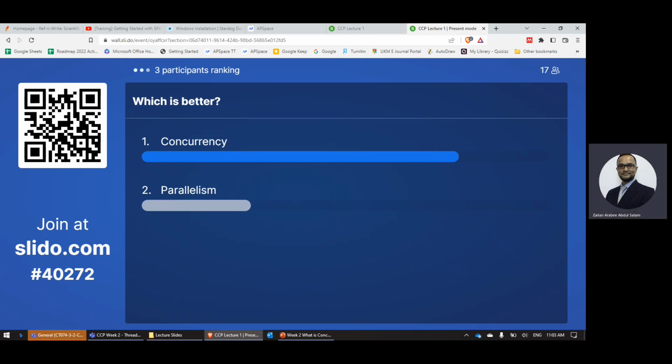It's a broad question, but let's just get some initial thoughts before we discuss it further. Because this module is called concurrent programming, it must be better, right? Otherwise, I'll teach you parallel programming. Okay. All right, so it looks like concurrency is more favored at this point in time.